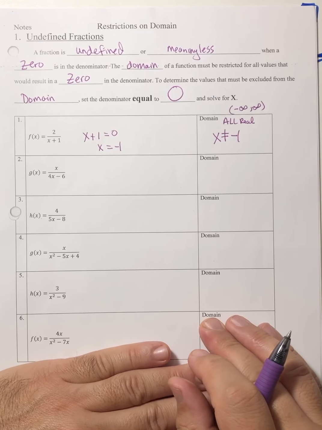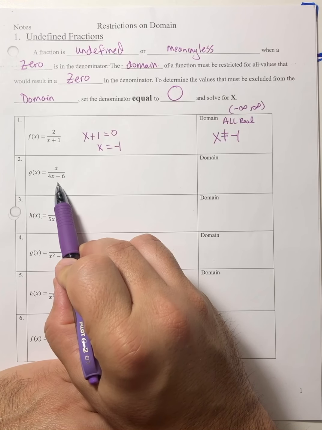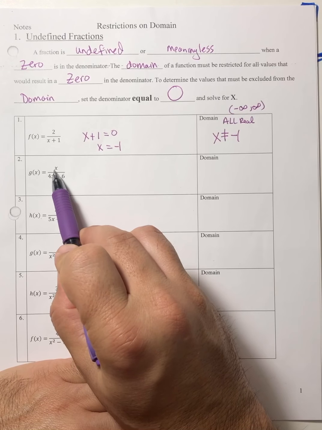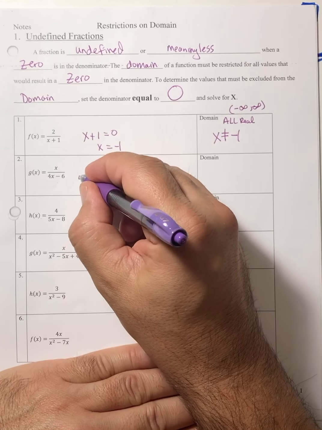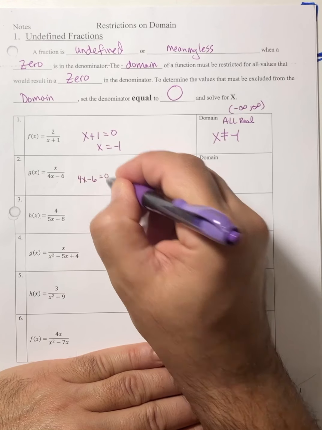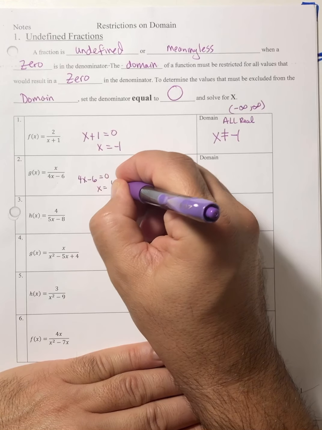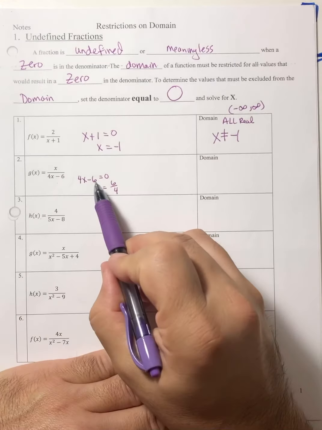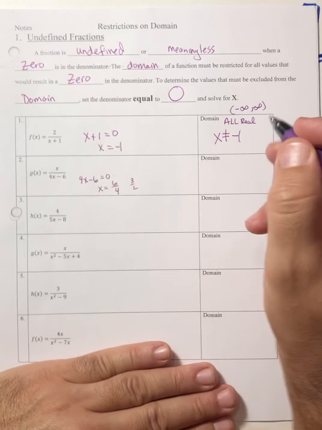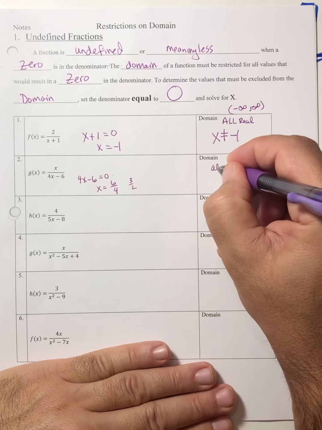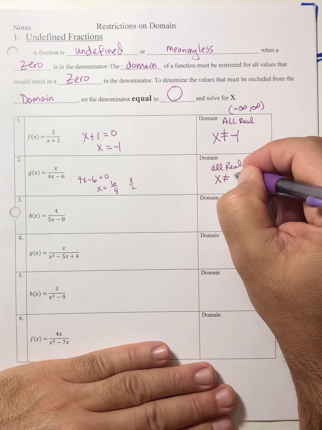All right, what about here? Yes, we're going to have a fraction, no big deal. All you care about is the bottom. We do not care about the x on top. So set the bottom equal to 0. So x is equal to 6/4. Remember, I added 6 divided by 4, so 3/2. So all real, x does not equal 3/2.